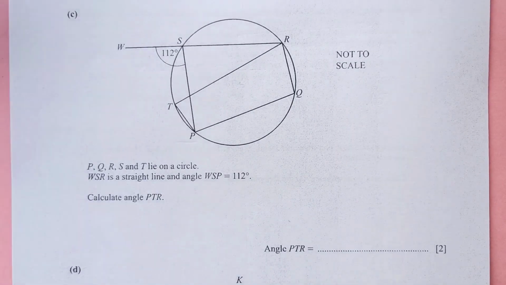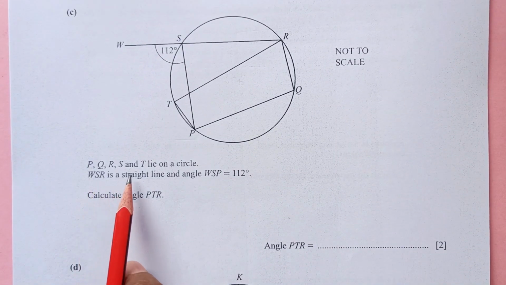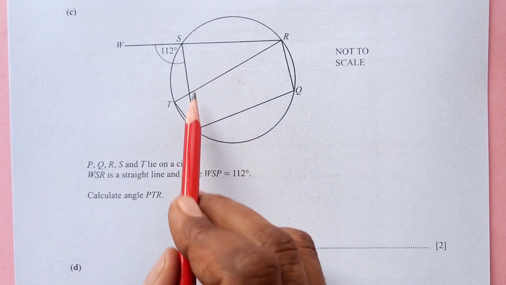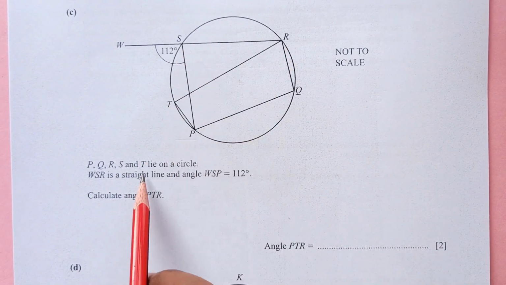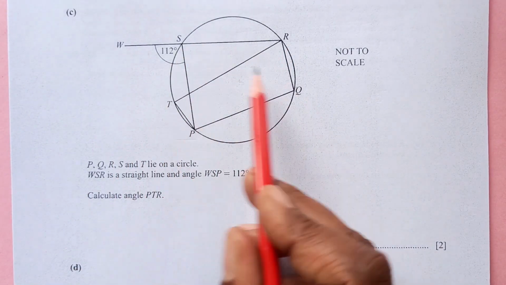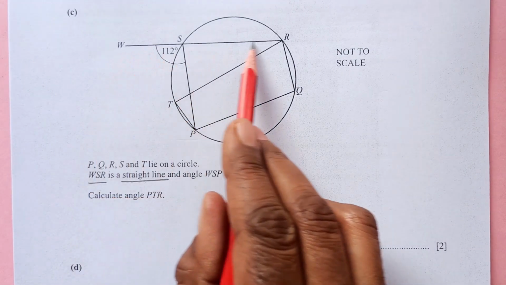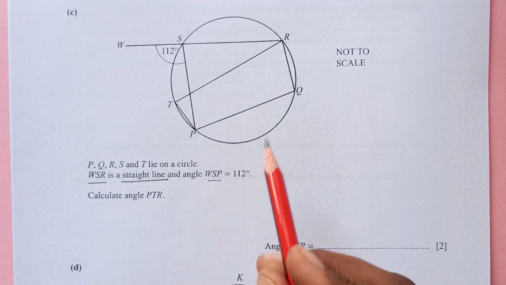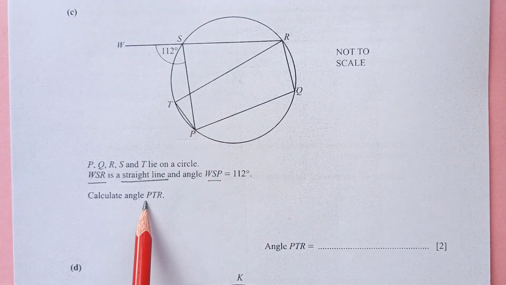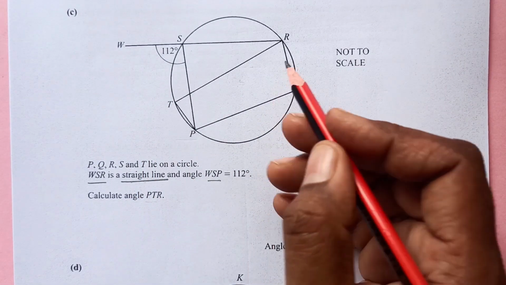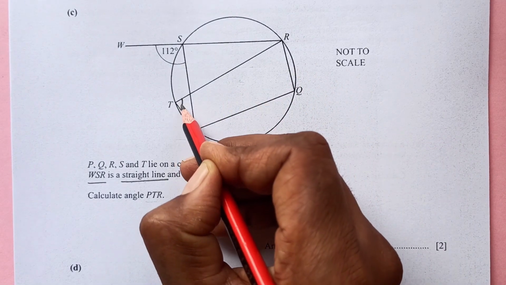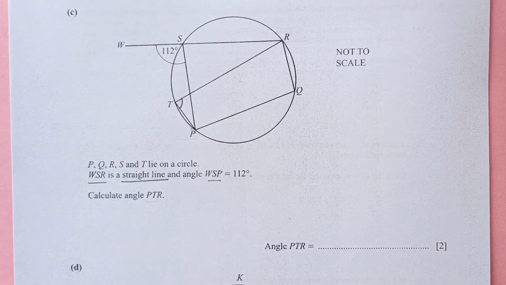Part C, we have this diagram. P, Q, R, S and T all lie on the circle. WSR is a straight line, and angle WSP is 112. Calculate angle PTR. We are looking for this angle, right? PTR. So now we have to go step by step. So let's see how we can do that.